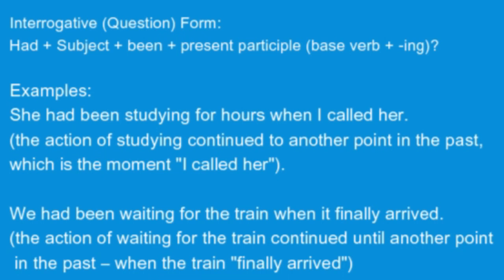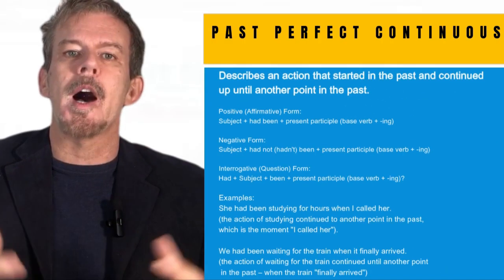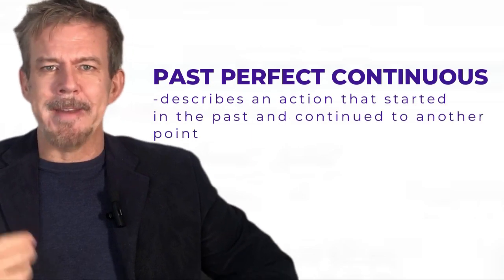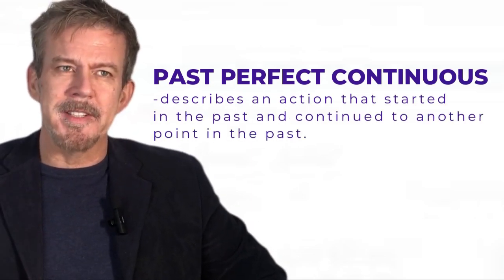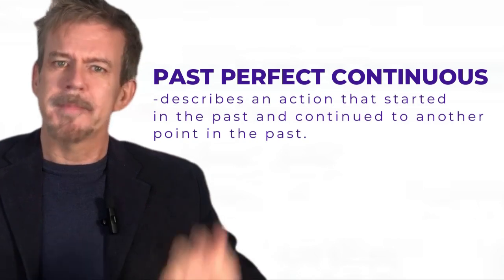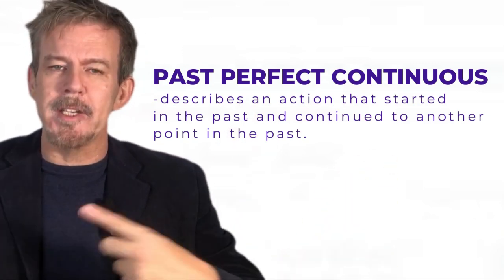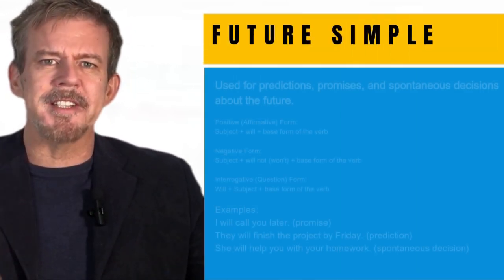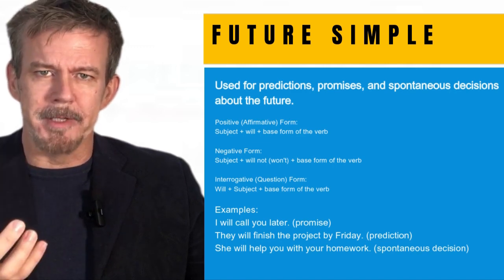And again, the action of waiting for the train continued up until another point in the past, which was the train coming. Then we stopped waiting. We got on the train. So again, past perfect continuous describes an action that started in the past and continued up until another point in the past. Okay, moving on to future tenses, beginning with future simple.